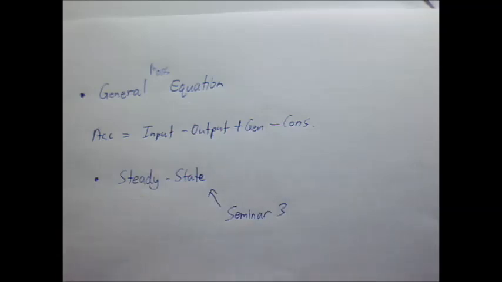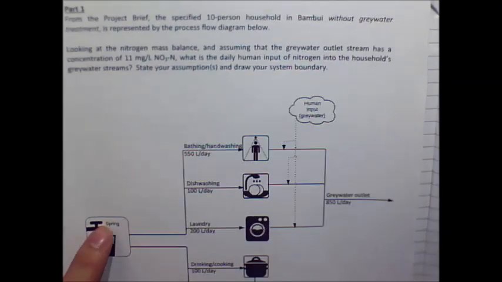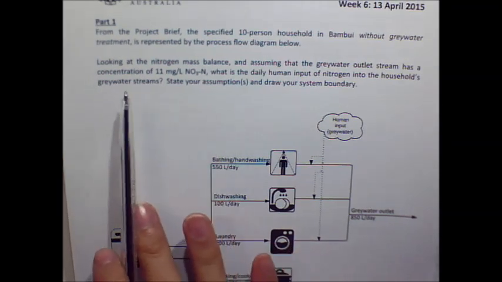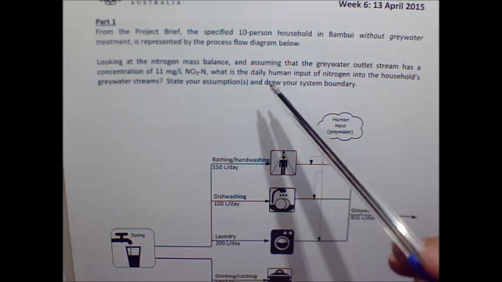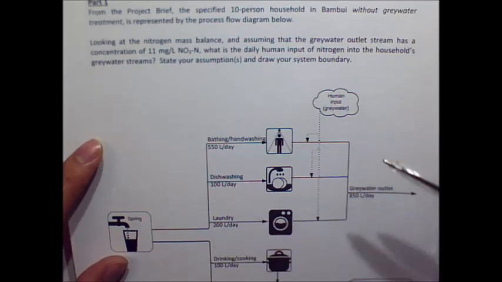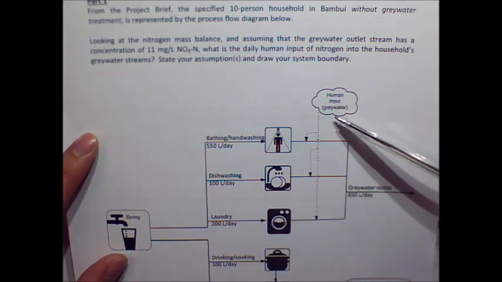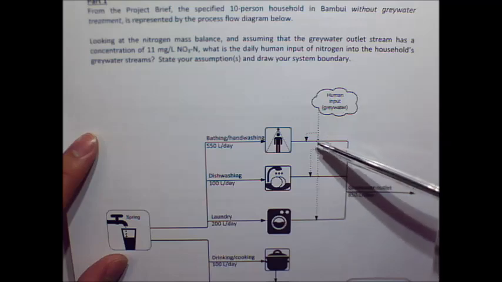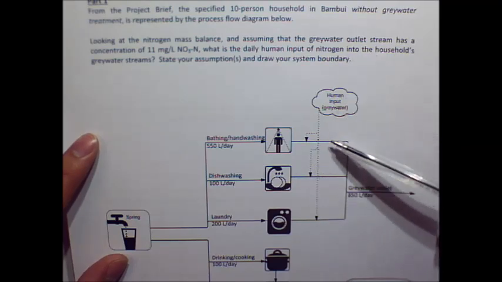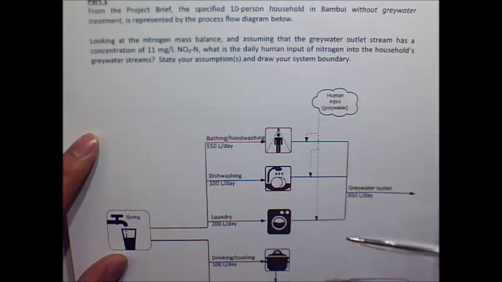With this knowledge equipped, we're going to go forward and have a look at the exercises that were done on Monday. The first thing you would have gotten is this page here. On this page, it would have asked you to find the daily human input of nitrogen into the household's grey water systems. If we have a look at the diagram given, you'll notice that the human input of grey water is only affecting these 3 streams. So these will be the only 3 streams which will contain nitrogen in them from human input.